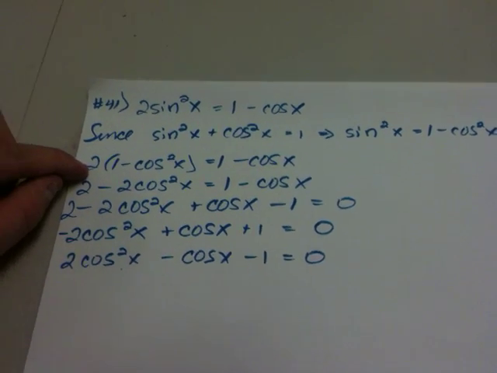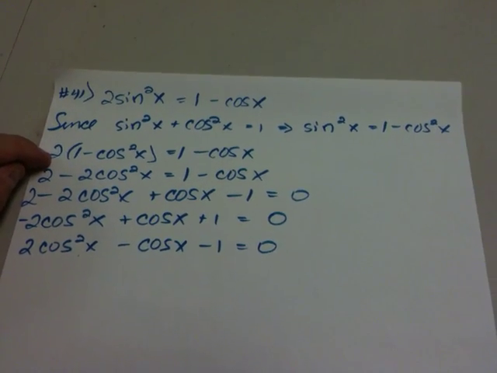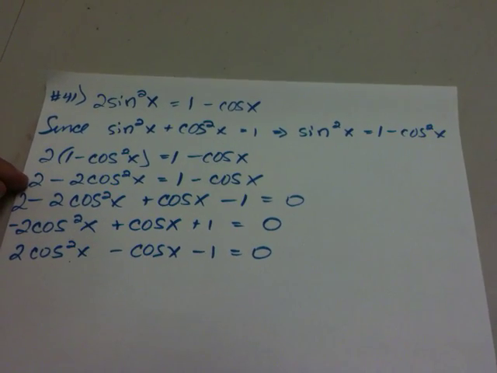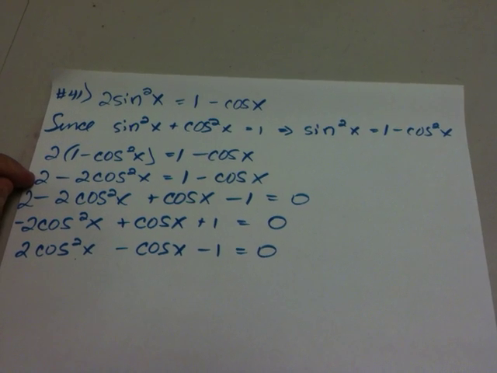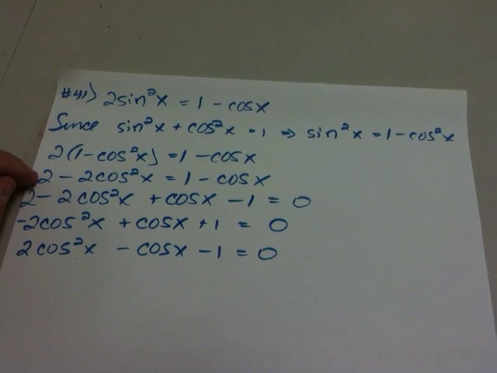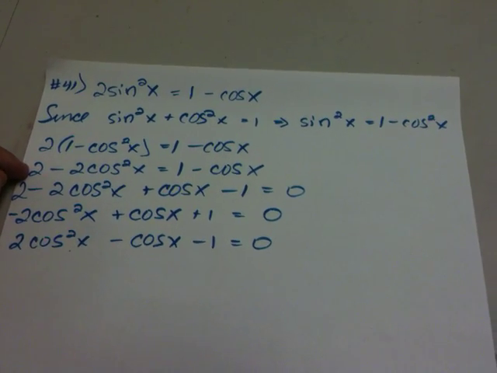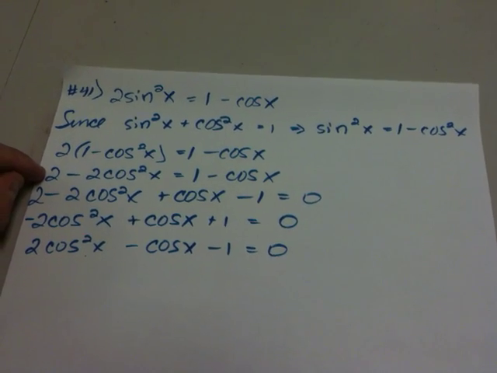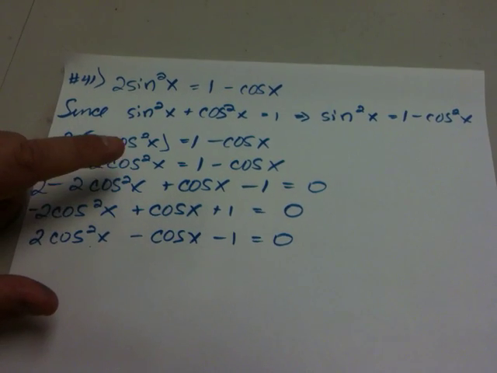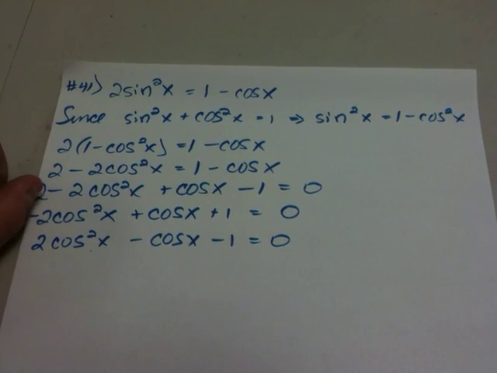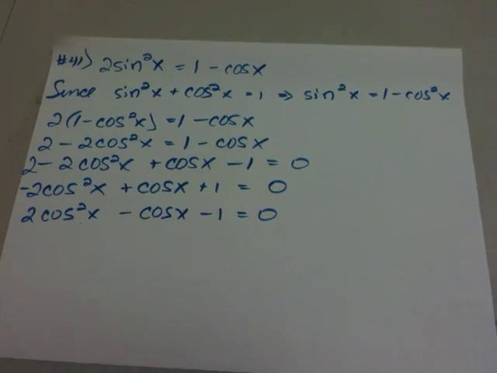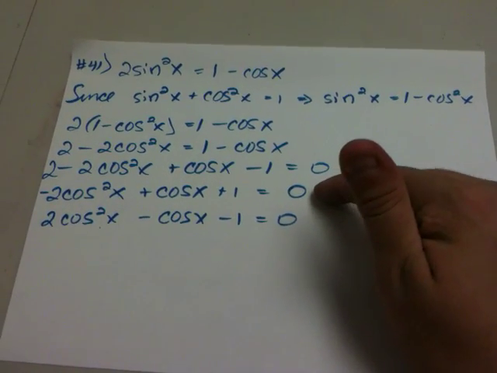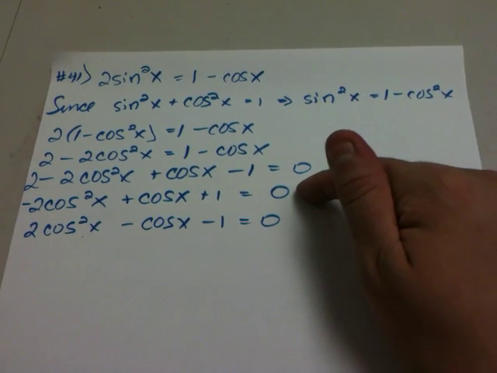We now rewrite the equation as 2 times 1 minus cosine squared of x equals 1 minus cosine. We're just going to do some algebra. We're going to distribute the 2. So you get 2 minus 2 cosine squared of x equals 1 minus cosine of x. We're going to clean this up by getting all the terms on the same side. I chose to move the 1 from the right-hand side over to the left, and the negative cosine x from the right-hand side over to the left. After that, combine like terms, you get negative 2 cosine squared of x plus cosine of x plus 1 equals 0.